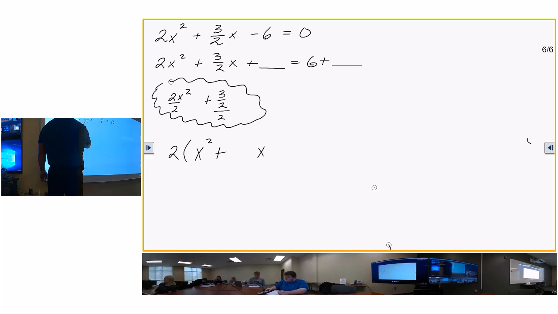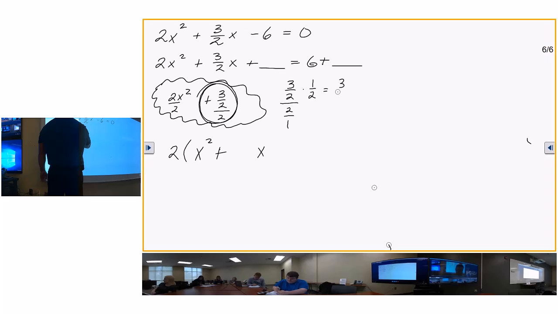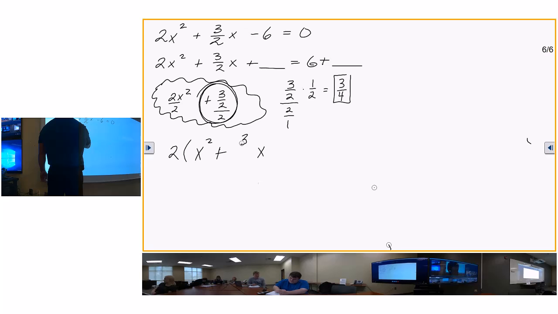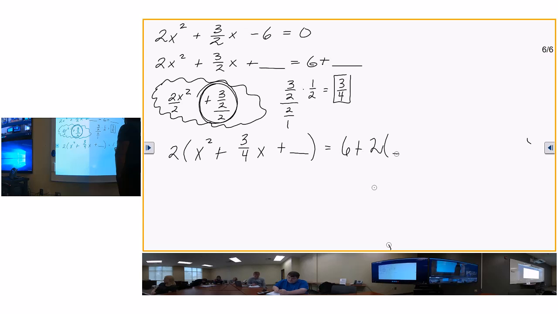So I'm going to focus on this right here. I'm going to bring it out here, and we've got 3 halves divided by 2 over 1. I multiply by the reciprocal, which gives us 3 what? 3/4. So now I've got 3/4 right here, plus blank is equal to 6 plus 2 times blank. Now we're back to the one we just did. Take 3/4 and divide it by 2 and square it.